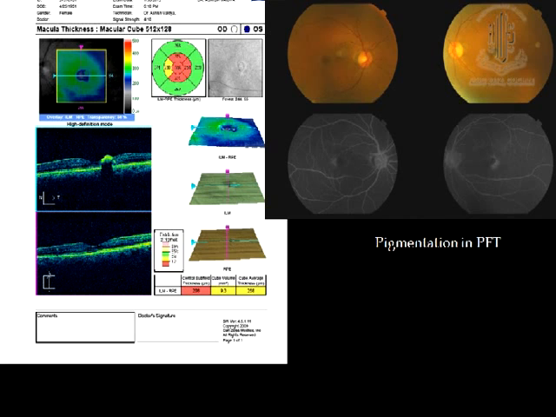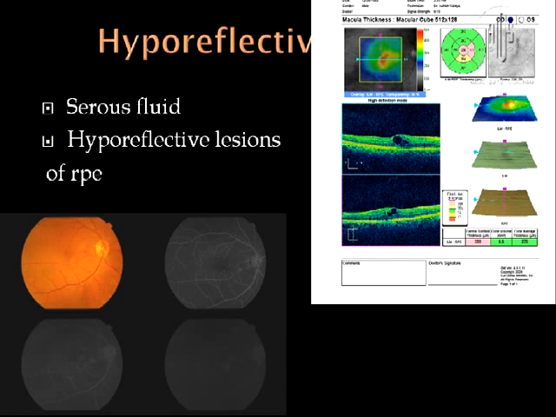Here is another patient with pigmentation in a patient with parafoveal telangiectasia, which is a hyperreflective lesion over here, and this hyperreflective lesion shadows the lesion which is behind it, and hence you cannot see the lesion behind it. A hyporeflective lesion can be in the form of serous fluid, and this serous fluid can accumulate and give rise to the formation of cysts. If you see over here, there is diabetic macular edema with cyst formation.